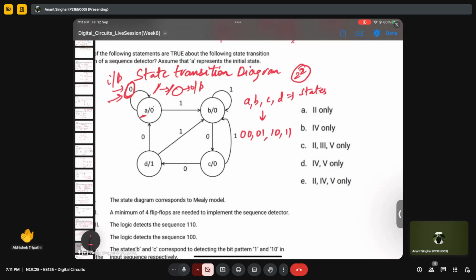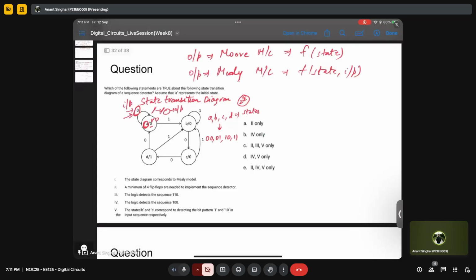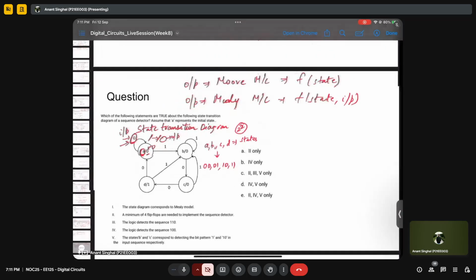What this particular thing means is, at state A, when the input is 0, the output is 0. So we can clearly see that the output, that is 0, is only dependent upon the state, right? It is not dependent upon the input. So this is nothing but a Moore machine. Let me give you a very basic example.